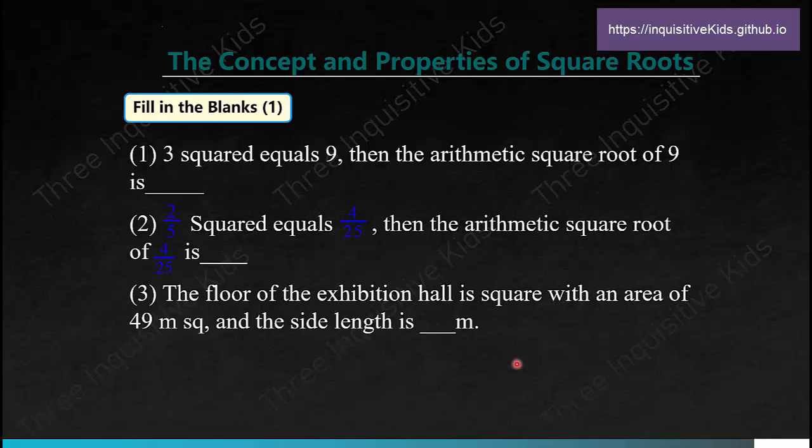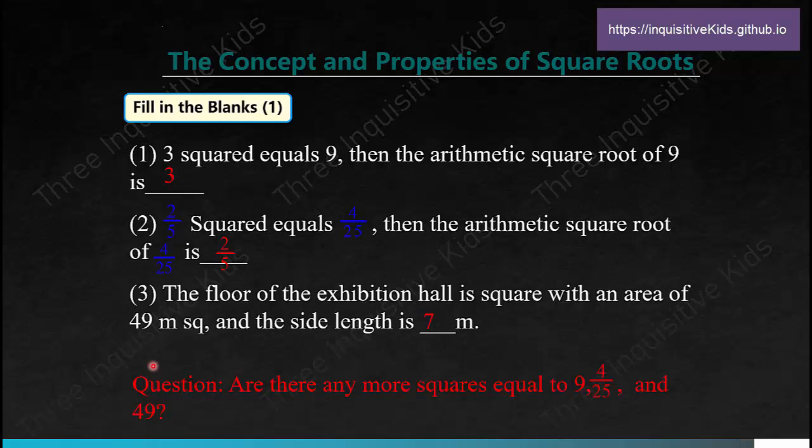Fill in the blanks. 3 squared is equal to 9. Then the arithmetic square root of 9 is blank. It's 3. First, it's given right in the problem. Second, this is what we learned last time, so I expect this is a quick review. 2/5 squared equals 4 over 25. So then the arithmetic square root of 4 over 25 is 2/5. 3. The floor of the exhibition hall is square with an area of 49 square meters, and the side length is 7 meters, because something times something equals 49, that would be 7.